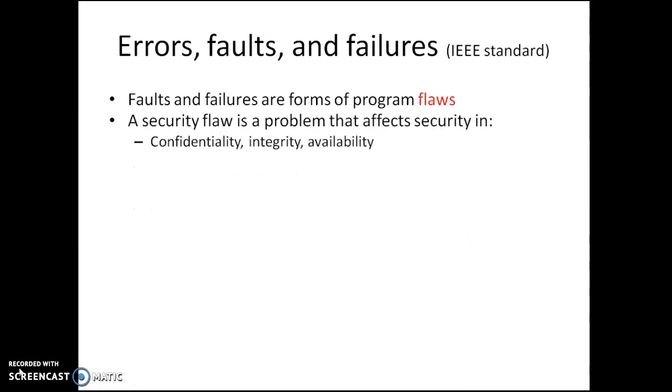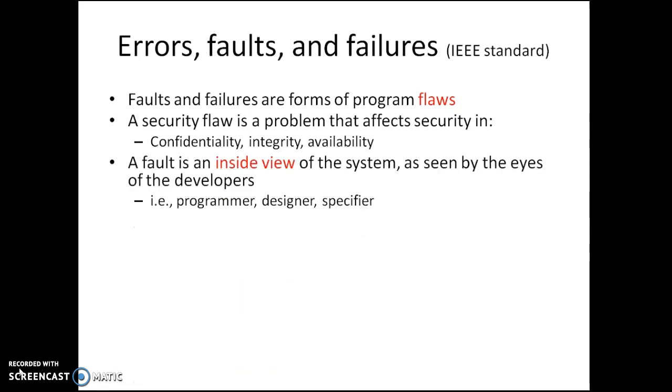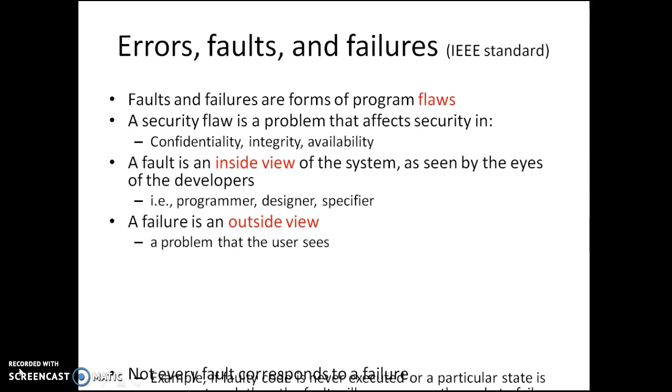A security flaw is a problem that affects security in confidentiality, integrity, and availability. Because these three are important things. CIA, confidentiality, integrity, and availability, is the main important thing for information security. A fault is an inside view of a system as seen by the eyes of the developers, like programmers, designers, and specifiers. A failure is an outside view, a problem that the user sees. So a fault is inside, seen by the programmer, and a failure is seen from the outside by the user. When the users use it, they don't find the required functionality.